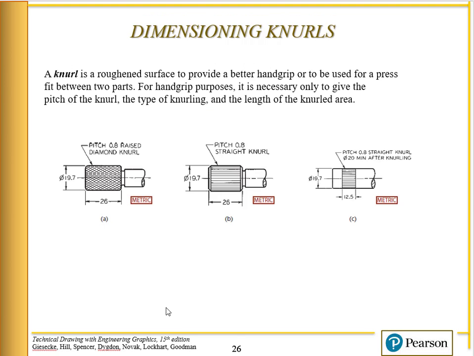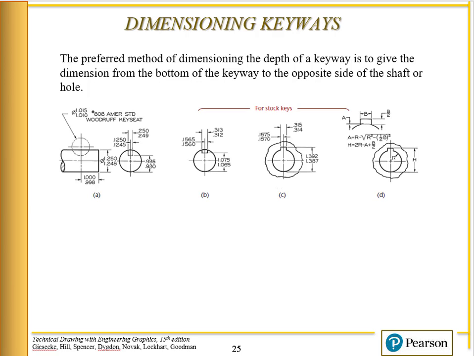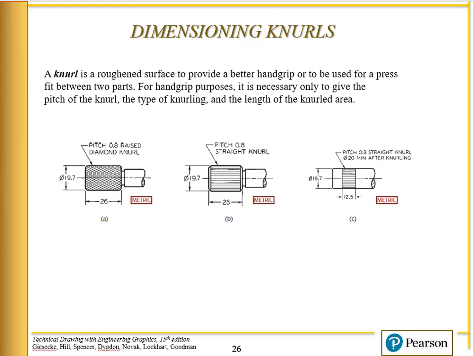Okay, dimensioning knurls. A knurl is a roughened feature. We're going to talk about these a little bit more later. A knurl is a roughened surface to provide a better hand grip or to use as a press fit. Typically, you'll see these on micrometers. The knurl allows you to have more of a tactile feel.